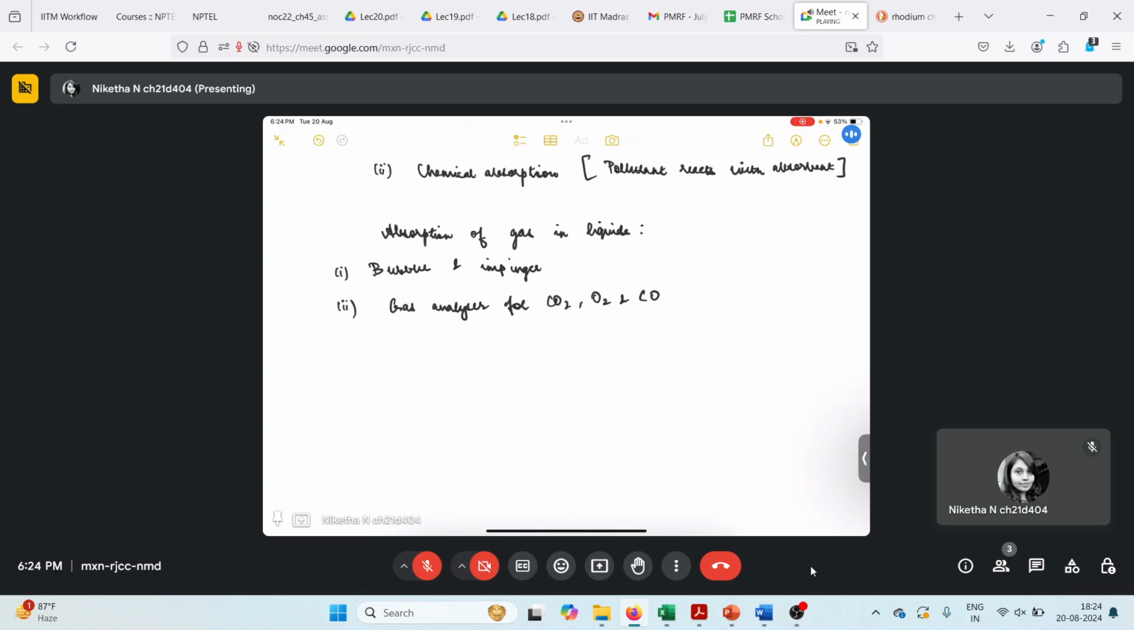Other than this, gas can also be absorbed onto solids. Have you heard of this term called activated charcoal? It is a very good absorbent and it absorbs mostly volatile compounds or organic compounds. So this can be used as an absorbent for absorbing gases, and this is an example of absorption of gases in solids.